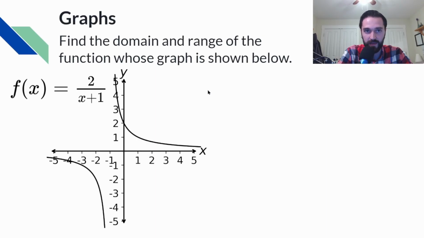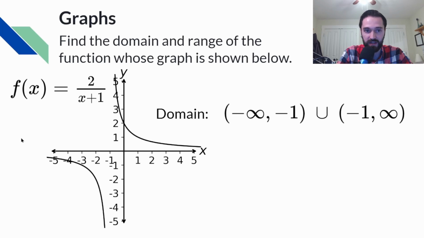Here we're asked to find the domain and range again, and we have a different function. We have f of x equals 2 over x plus 1. We can look at this right away, and we can see that x equals negative 1 is a problematic value. We can't plug that into this function because then we'd have division by 0. So the graph of this function has what's called a vertical asymptote at the line x equals negative 1. We'll talk more about asymptotes in a future video. For now, we just need to know that x equals negative 1 is excluded from the domain.